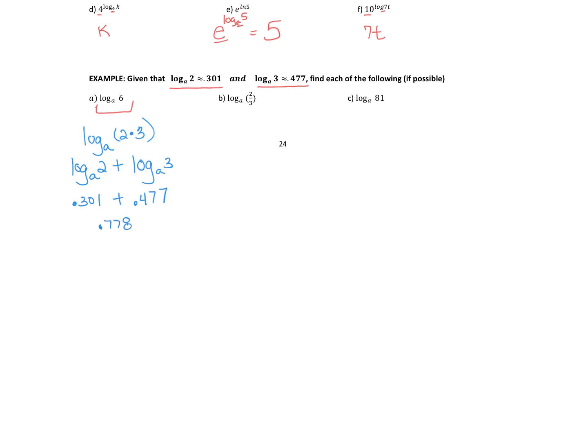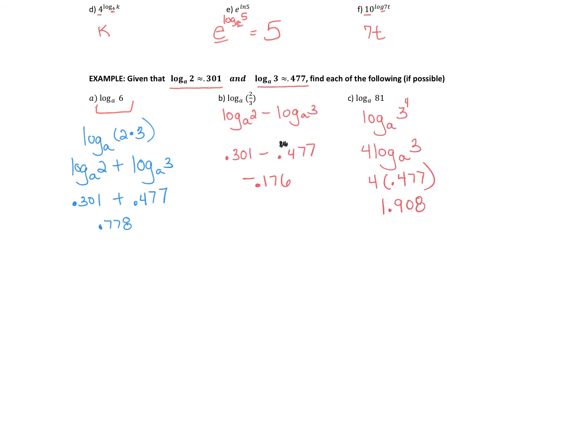See if you can do the same with part B and part C. So pause your video and we'll see if you get these. So for our first example, it's the log of a quotient, so I broke it up as the difference of logs. And for part C, I recognized 81 as a power of 3, so I wrote log base a of 3 to the 4th, and then I brought my 4 down in front. That concludes this video on condensing logarithmic expressions.